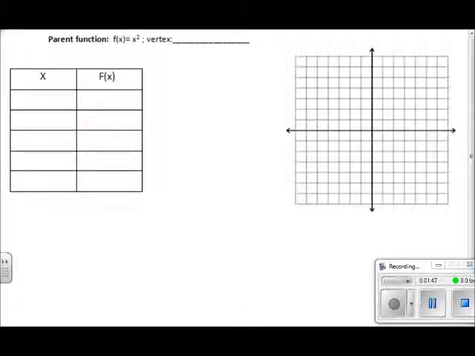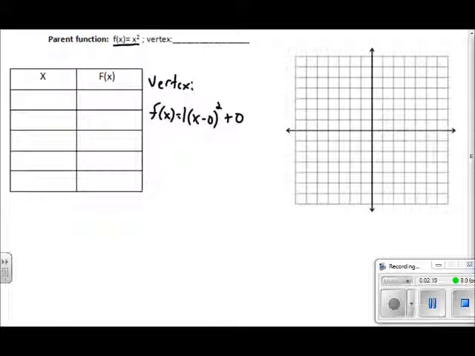So we're going to look at how standard form and vertex form both work. We're going to look at our parent function of just a simple parabola, f of x equals x squared. If we wanted to look at it in vertex form, remember it's a times (x minus h) squared plus k. So our a is 1, (x minus 0) squared plus 0.